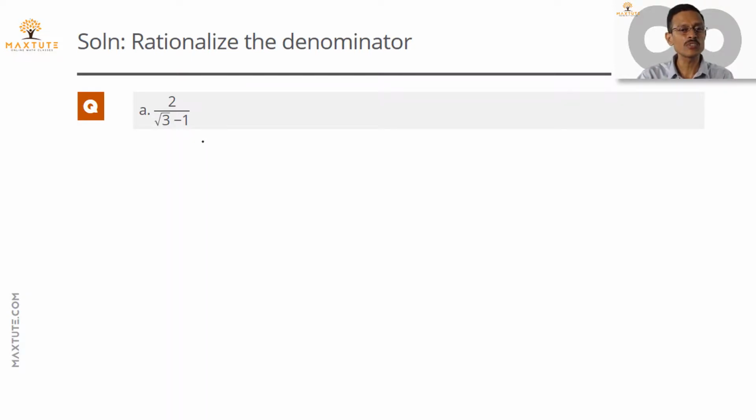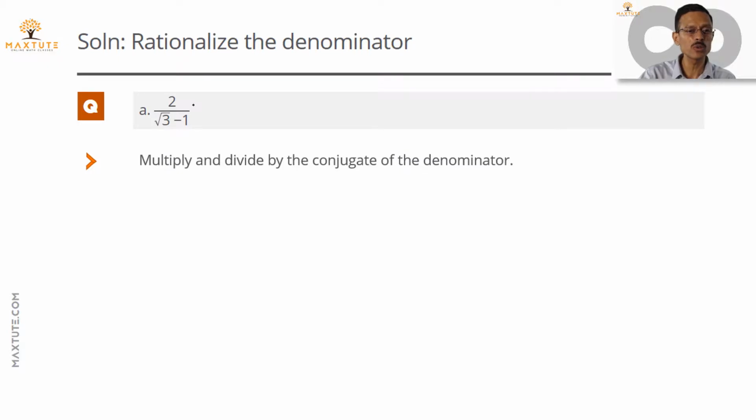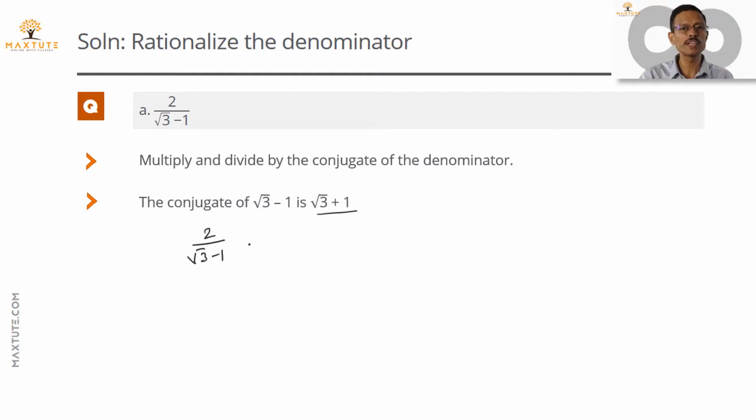Any question that asks you to rationalize the denominator, what we'll be doing is multiplying and dividing the expression, in this case 2 by root 3 minus 1, by the conjugate of the denominator. What is the conjugate of root 3 minus 1? The conjugate of root 3 minus 1 is root 3 plus 1. So we're going to be multiplying and dividing this 2 by root 3 minus 1 with a conjugate, which is root 3 plus 1. We'll multiply by root 3 plus 1 and we'll also divide it by root 3 plus 1. So the value of this fraction 2 by root 3 minus 1 stays intact.